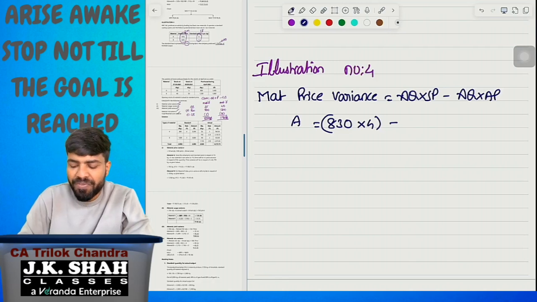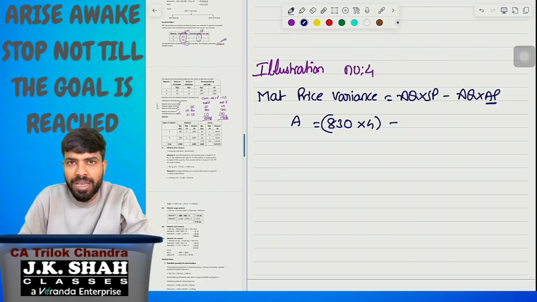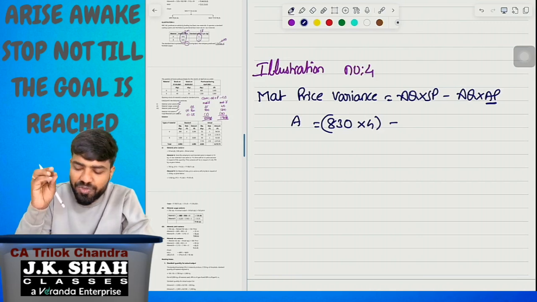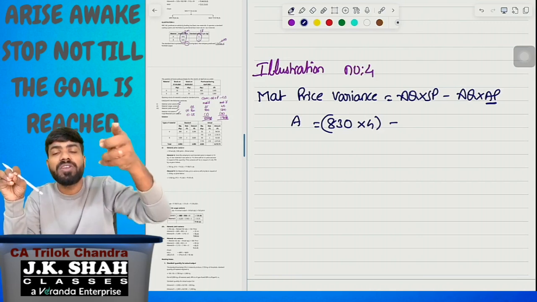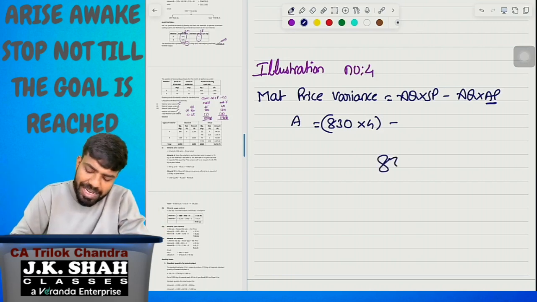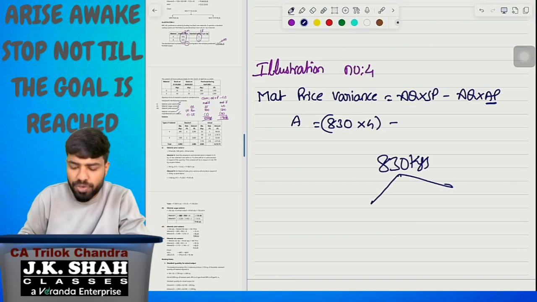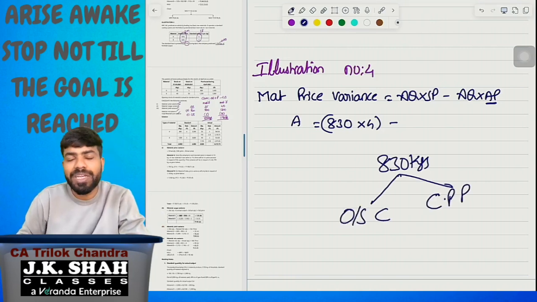Please understand, when it comes to actual price, standard price is okay. Actual price is applicable only for the current year purchase. Please understand. Actual price has to be taken for the current year purchase. Opening stock is always valued at standard price. Here what you need to understand is totally 830 kgs is the consumption. This 830 kgs will divide into two: opening stock consumption and current period purchase consumption.